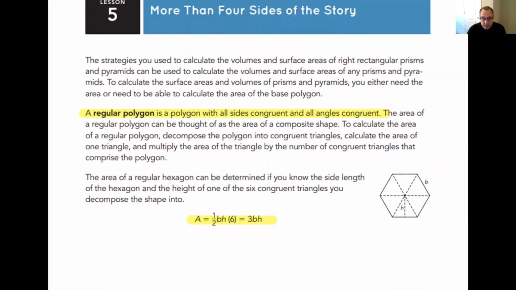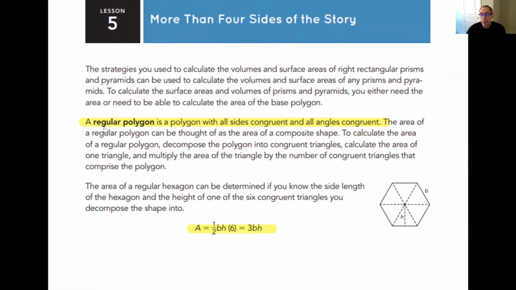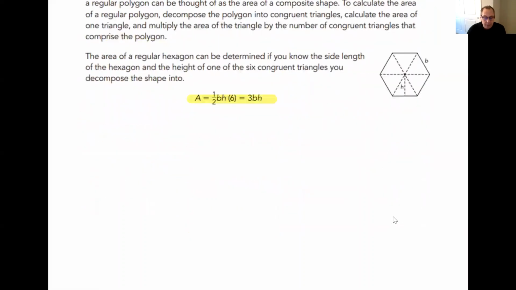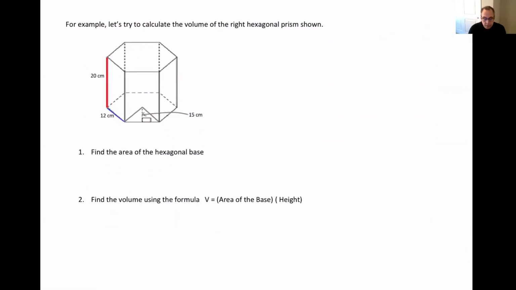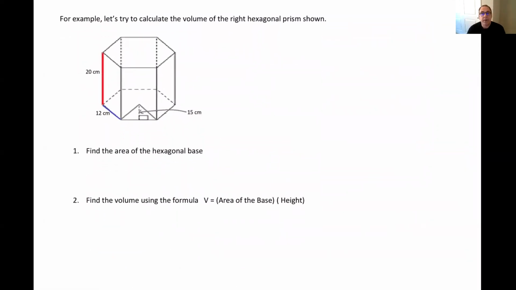Okay, quick review. What we just looked at was this idea of a regular polygon, and that's a polygon where all the sides and all the angles are congruent. And then we looked at how we can find the area of a regular polygon by breaking it up into these little triangular sections. Let's see if we can apply that to a problem. The problem that we're going to look at is trying to find the volume of this hexagonal prism. Kind of looks like a water tower maybe, but it's pretty small. It's only 12 centimeters wide and 20 centimeters high, but it has that shape.